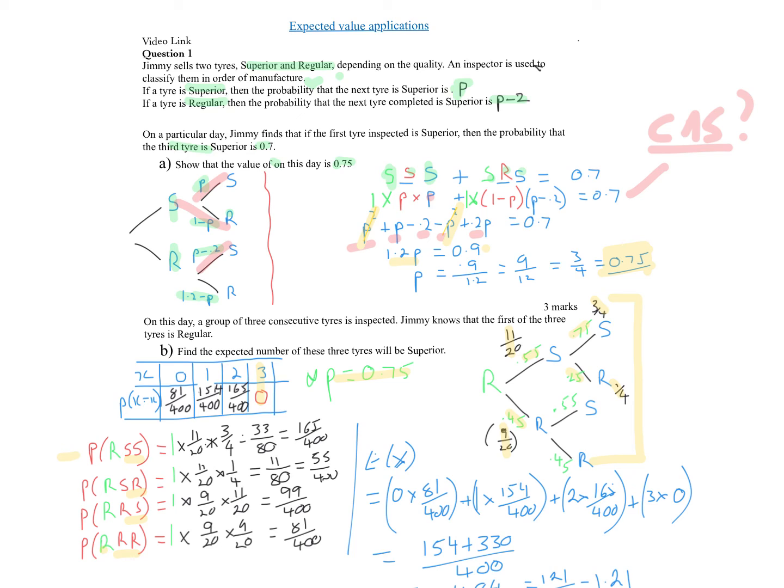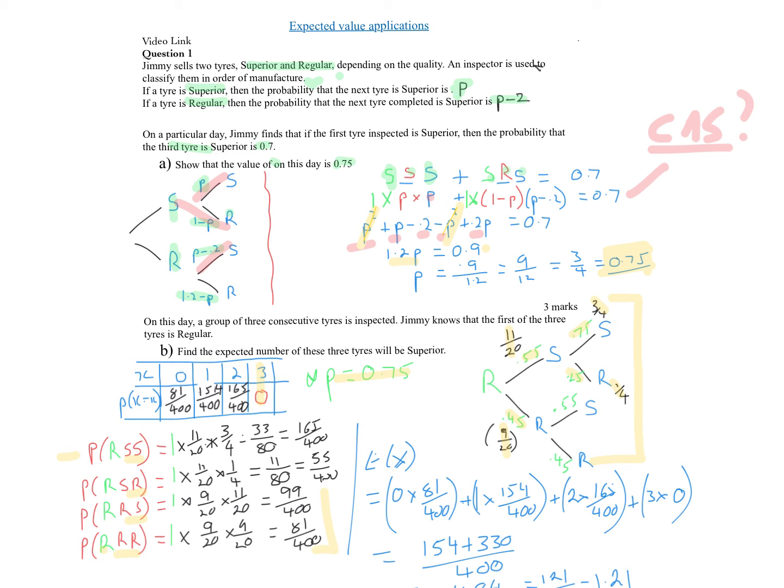So fill in the combinations. Again, RSS: R is a given, it's 1. R to S is 11 on 20. S to S is 3 on 4. Multiply them, we get 33 on 80. RSR: R is 1, R to S is 11 on 20, S to R is 1 on 4, so that gives me 11 on 80. RRS is 1 by 9 on 20 by 11 on 20. And then RRR is 1 by 9 on 20 by 9 on 20.